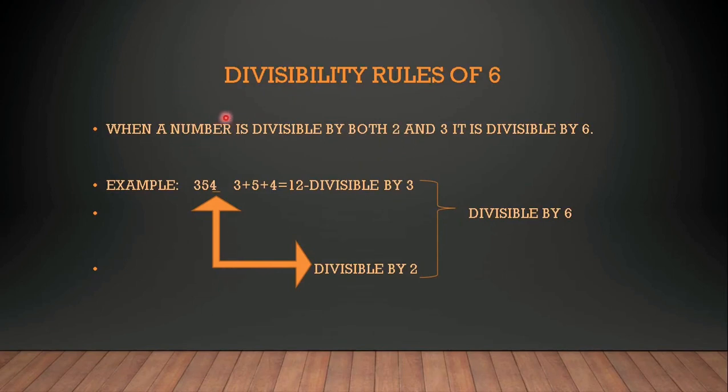Now, divisibility rule of 6. When a number is divisible by both 2 and 3, it is divisible by 6. For example, 354. 3 plus 5 plus 4 is 12. It is divisible by 3 because 12 is divisible by 3.